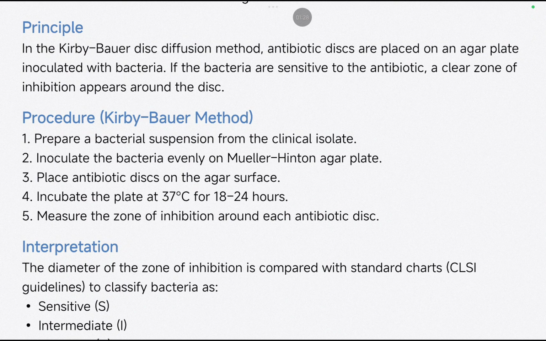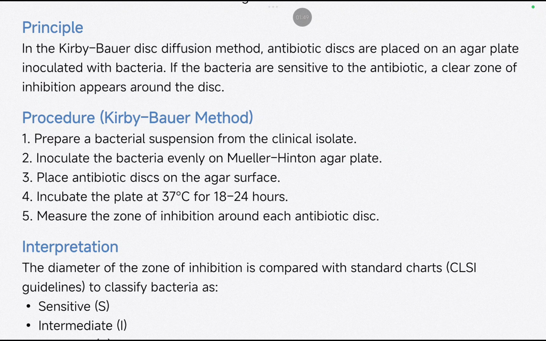First see the procedure, then you will be able to easily understand it. First, prepare a bacterial suspension from the clinical isolate. It simply means you take a patient, you isolate the bacteria, you prepare a solution. Now, inoculate the bacteria evenly on a Mueller-Hinton agar plate.